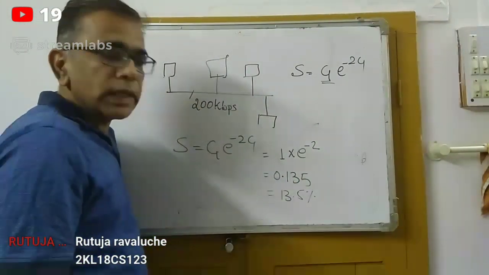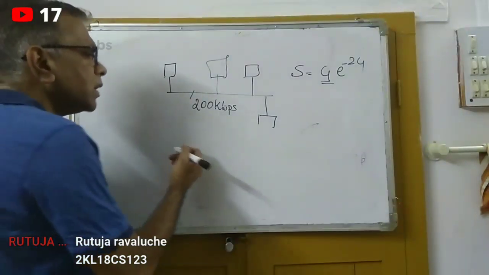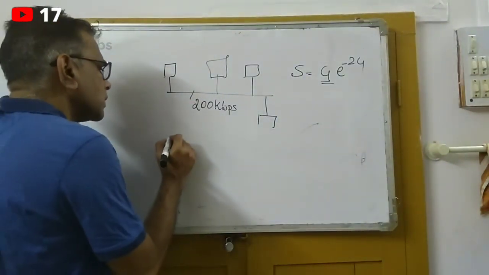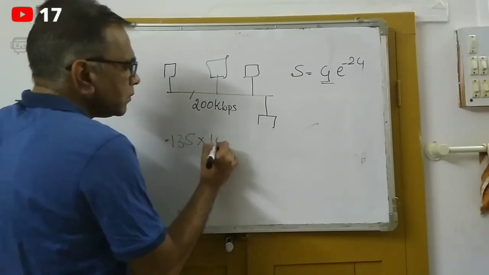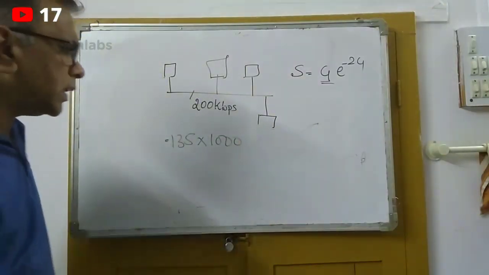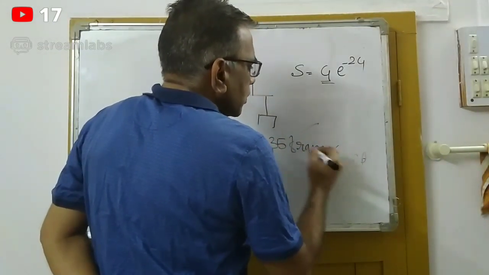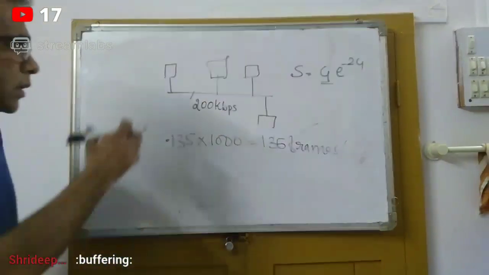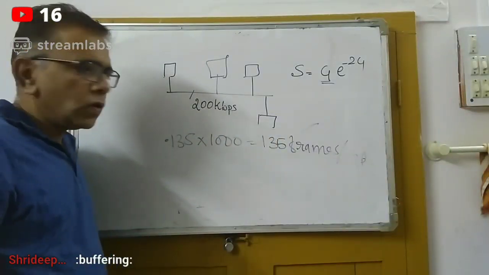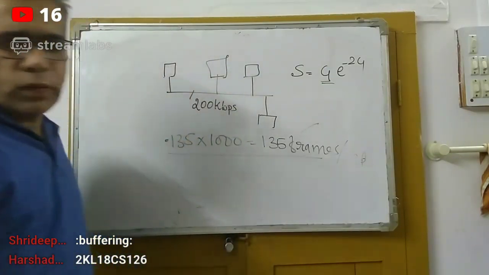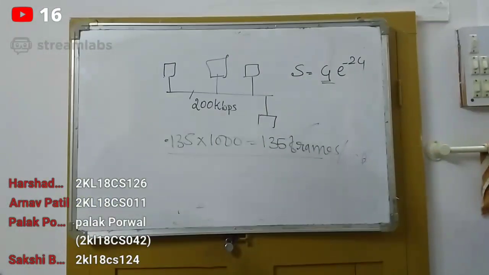With the help of this throughput, very easily I can calculate the number of frames that can travel through this channel without collision. It is again not a sure thing, so the most probable thing is that so many frames are going to escape from the collision. You know that your calculated S value is 0.135, multiplied by the 1000 frames which are generated in 1 second. So in 1 second, 135 frames will move in this channel without collision. This is the value. So we have calculated the throughput and we also know how many frames are going to escape from the collision. This is regarding your Aloha.